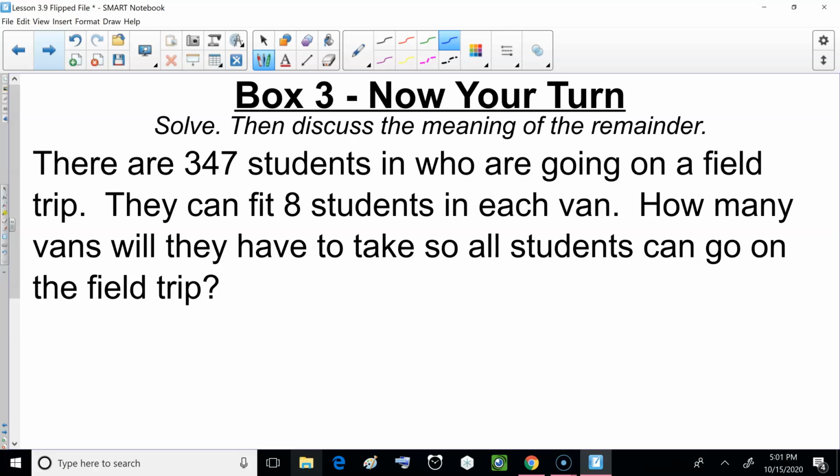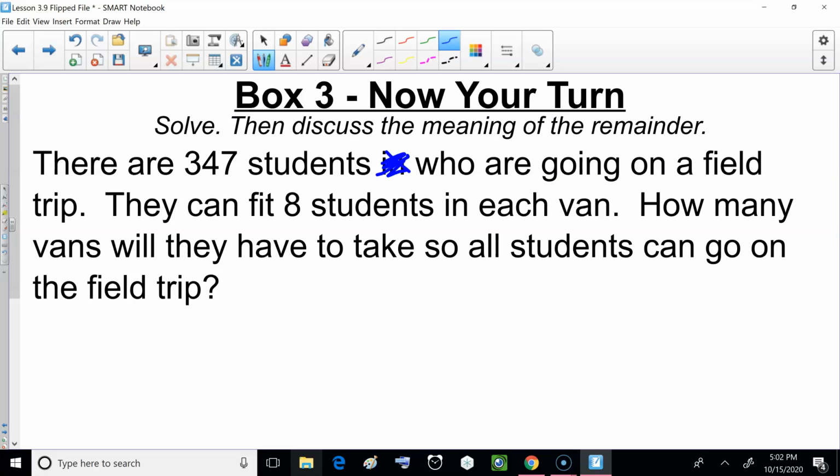And another problem for you to solve and figure out what the remainder is. There are 347 students who are going, make sure I edit my work better, huh? Who are going on a field trip. They can fit 8 students in each van. How many vans will they have to take so all students can go on the field trip?